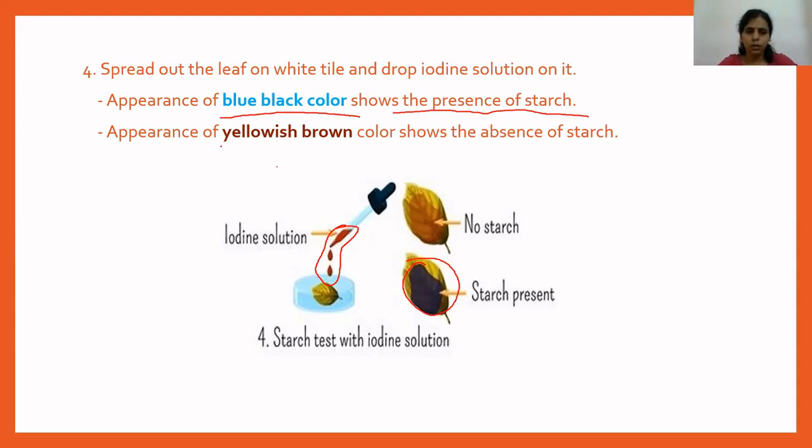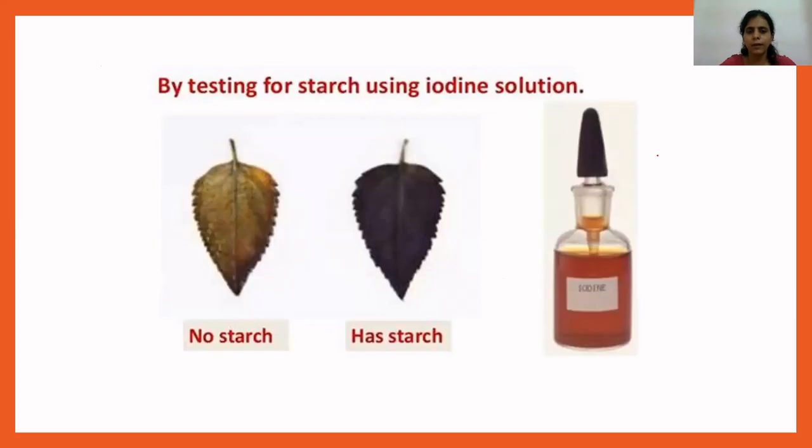If you do not get blue black color and the color of the leaf remains yellowish brown, like it is shown here in this picture, that means starch is absent in the leaf. So remember, iodine solution on combining with starch gives blue black color. Blue black color shows the positive test for starch, and yellowish brown or brown color shows the negative test for starch.